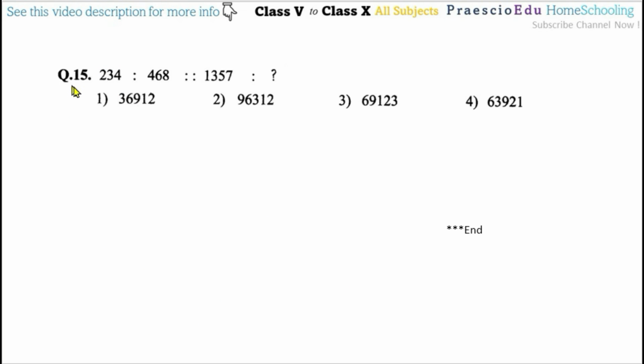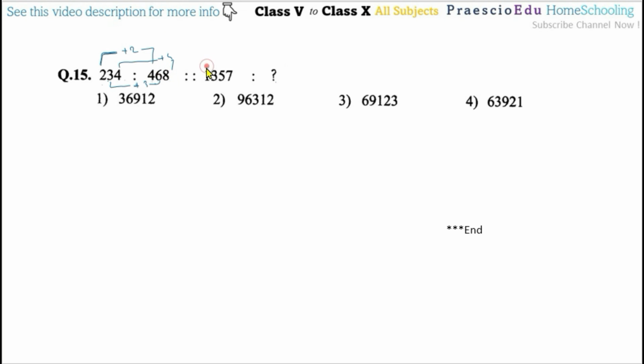Now question number 15, 234, 464, then 1357, and then question mark. We will make the relations between these. So 2 plus 2, we are getting 4, for the hundreds place values. Then 3 plus 3, we are getting this number. Means sequentially 2, 3, 4 is added. Here 4 is added. Okay, so then we are getting 8.